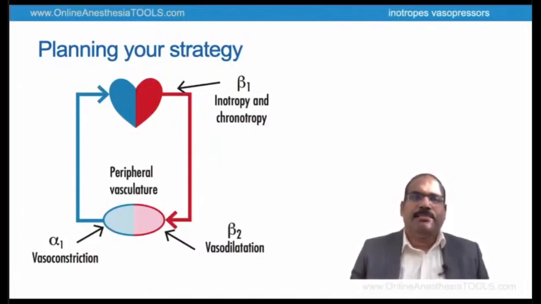Alpha-1 adrenergic receptors are also located in the heart and can increase the duration of contraction without increasing chronotropy, that is the heart rate. Beta-2 adrenergic receptors in vessels induce vasodilatation. Dopamine receptors are present in the cerebral, coronary, mesenteric, and renal vascular beds. When stimulated, they induce vasodilatation.